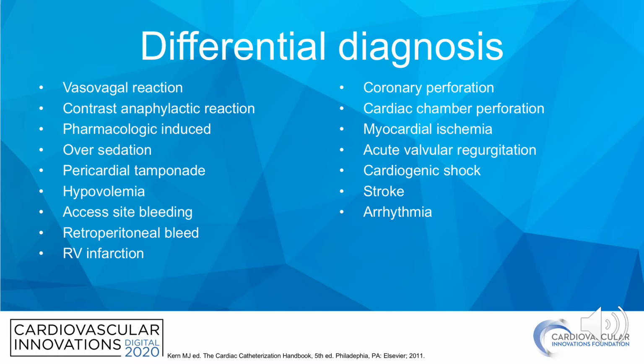There's RV infarction, coronary perforation, which could be related either to the device that was inflated or a distal wire perforation. There's cardiac chamber perforation, myocardial ischemia, which could be due to thrombotic occlusion, air embolus, or no reflow, acute valvular regurgitation, cardiogenic shock, stroke, or potentially an arrhythmia.